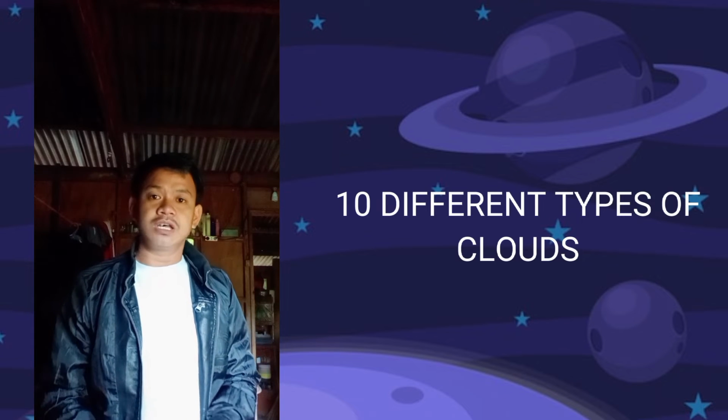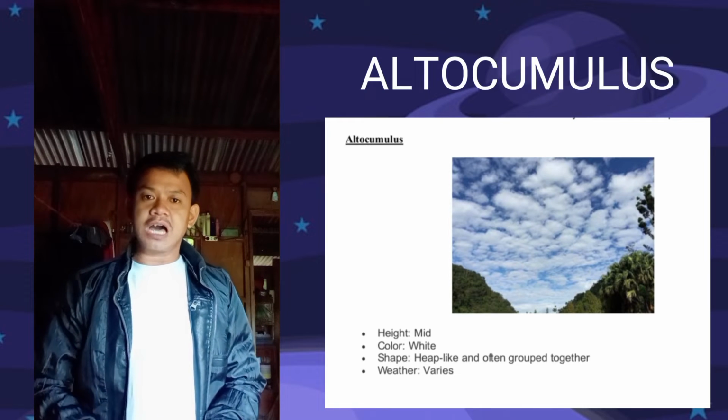Let's proceed to the different types of clouds. How many general types of clouds are there? We have 10 different types of clouds. Number one is altocumulus clouds.